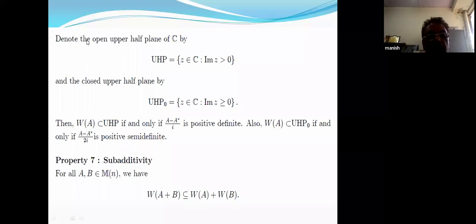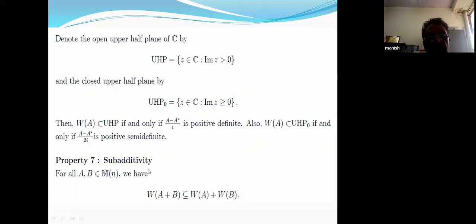Now similarly, we can consider the upper half plane. The open upper half plane is the set of all Z belonging to C with the imaginary part of Z greater than 0, and in the closed upper half plane, the imaginary part of Z is greater than or equal to 0. So we have similar types of results. The numerical range is in the upper half plane if and only if (A minus A star) by iota is positive definite. And it is in the open upper half plane if this (A minus A star) by iota is positive semi-definite.